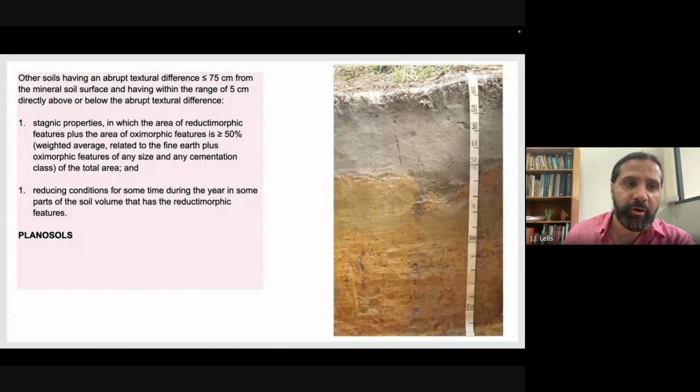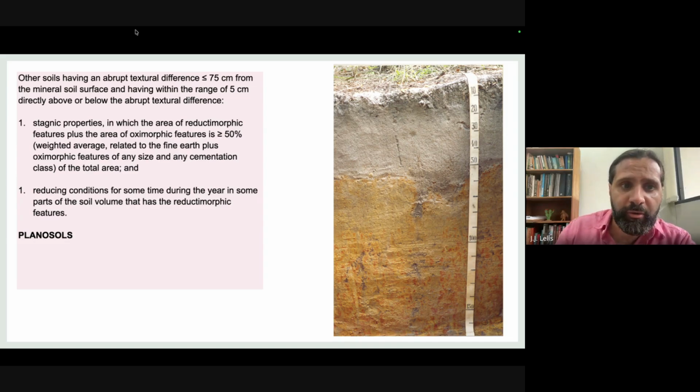The planosols are those soils that, first of all, cannot be classified as the previous reference soil groups. So we always need to be sure about that, okay? When you try to classify a soil according to WRB, you must start from the beginning, from the histosols and then the cryosols, following the order until you find something that fits the classification, okay?